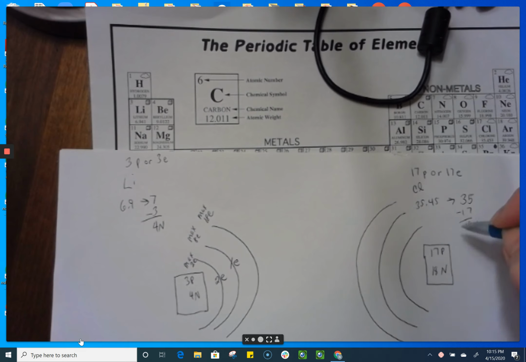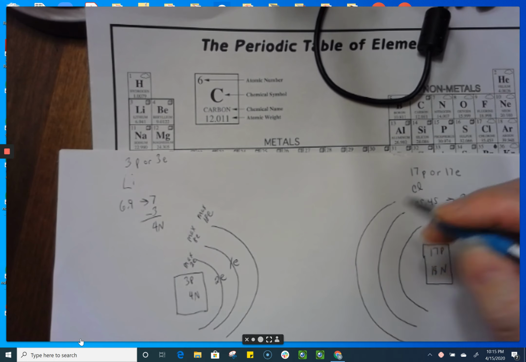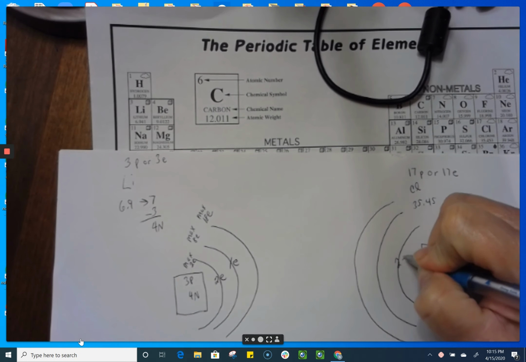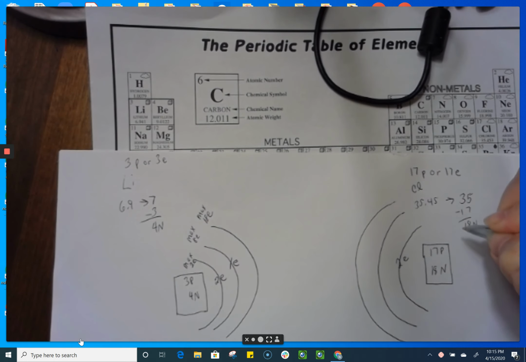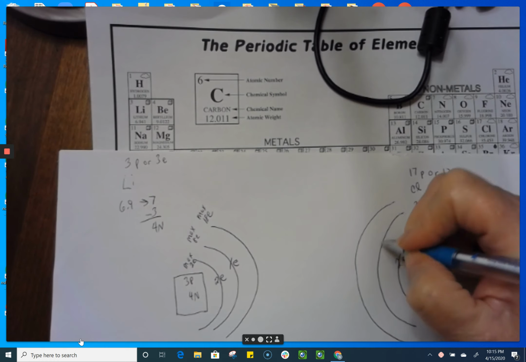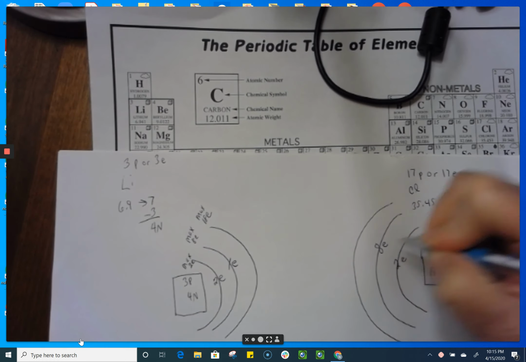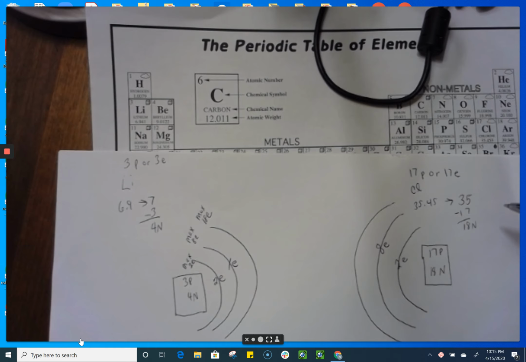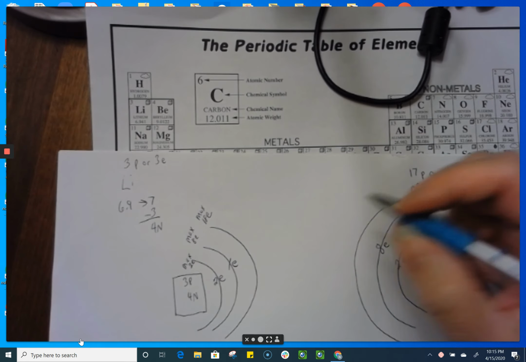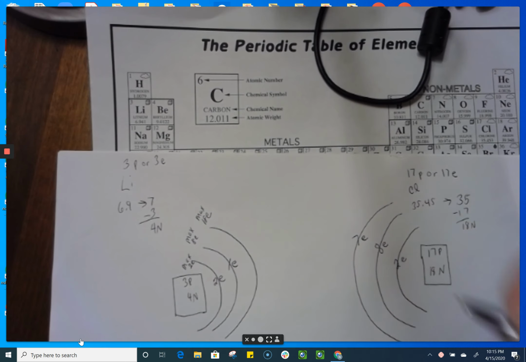Because chlorine has 17 protons, that means it has 17 electrons, and we start with the energy level closest here, which we can put 2 electrons there. The next one fills up with 8. 8's the magic number. And 2 and 8 means that's 10, and I still have 7 more out here.